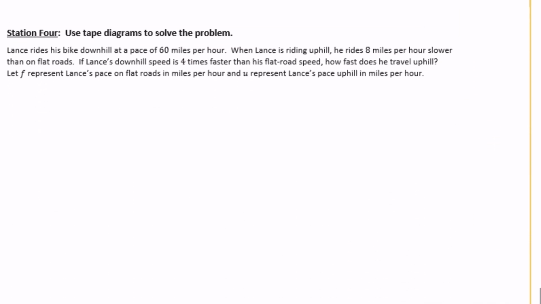And station 4. Lance rides his bike downhill at a pace of 60 miles per hour. When Lance is riding uphill, he rides 8 miles per hour slower than on flat roads. If Lance's downhill speed is 4 times faster than his flat road speed, how fast does he travel uphill? Let F represent Lance's pace on flat roads in miles per hour, and U represent Lance's pace uphill in miles per hour.